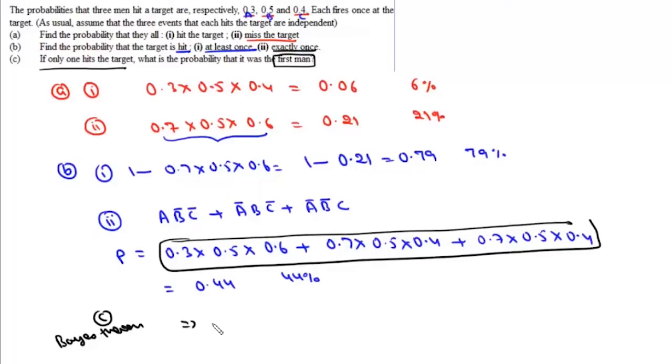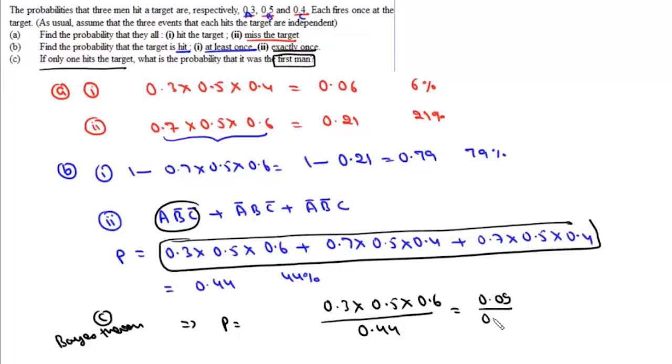So in this case, what we'll do is, for this probability, we'll take this case in the numerator, which is 0.3 into 0.5 into 0.6, and then we'll divide it by this total case, which is 0.44. Now this is 0.09 upon 0.44. So this required probability is 9 by 44.